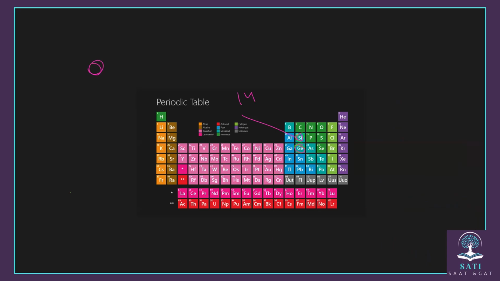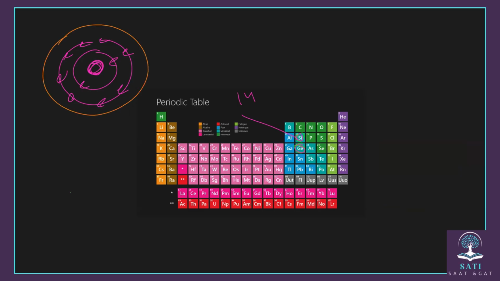That means that around the nucleus of silicon, the first shell has 2 electrons, the second shell has 8 electrons, and the third shell has 4 electrons. So there are 4 electrons on the third shell of silicon. Now, in order to be stable, silicon has to reach the octet level of energy. Octet means it has to complete this third shell to be 8 electrons.